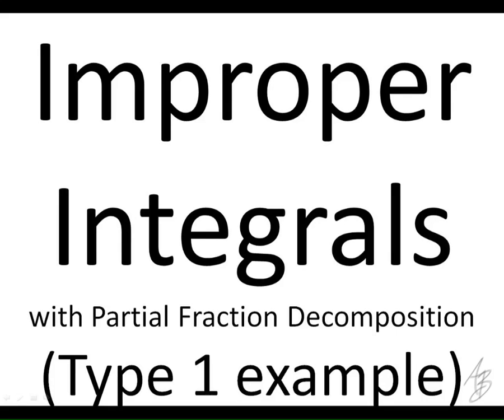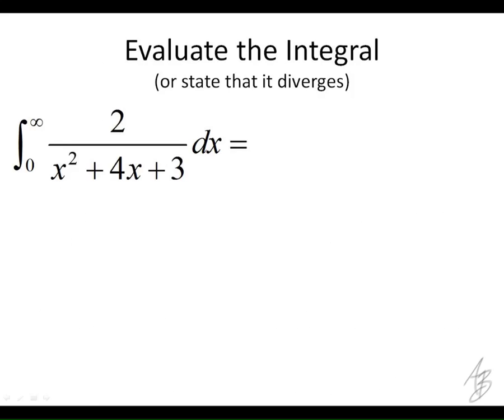We're going to take an improper integral here. So we're going to take a definite integral, but infinity is going to be involved as one of our limits. So here's the improper integral. So why is this an improper integral? Yeah, it has infinity as the upper limit.